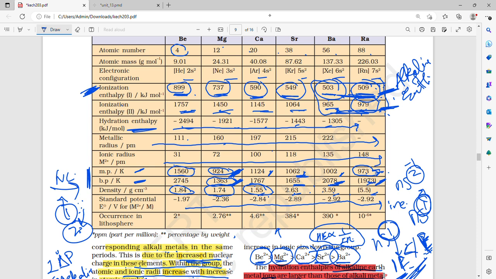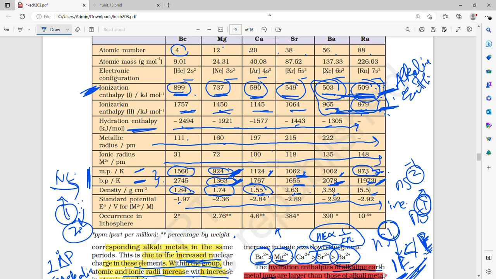Now density. Beryllium has a higher density, magnesium has lower density than beryllium, calcium has lower density than magnesium, but strontium has higher density than beryllium, magnesium and calcium. Then barium has even more density, radium has even more density. Density increases as we go down the group, but for beryllium, magnesium and calcium it is different.